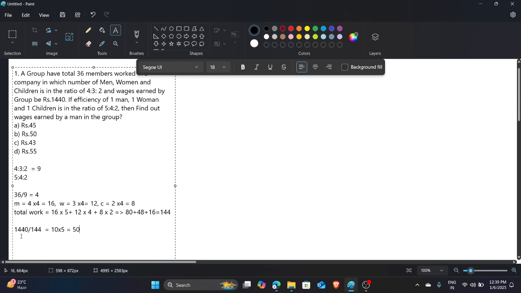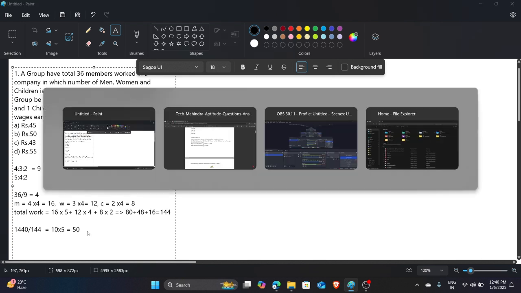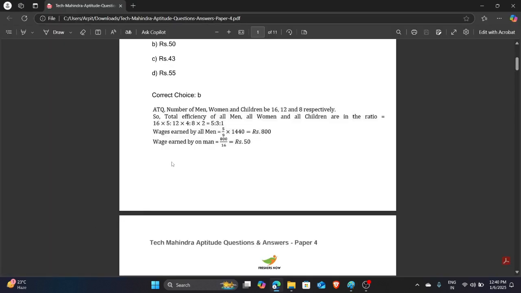So when I divided total money by the total work, I get the value of 1 unit of work, that is 10. And then if you know that a man can do 5 units of work, it means when you multiply the 1 unit work payment by the 5 unit efficiency, you get the money that he can get with the help of his work. So it is 50.